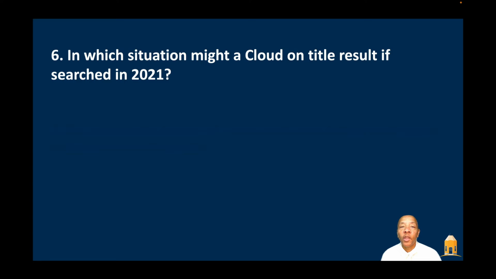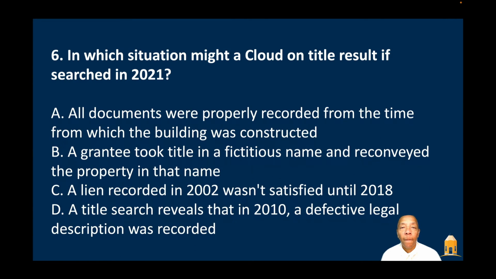Number 6, in which situation might a cloud on title result if it was searched in 2021? All documents were properly recorded from the time from which the building was constructed. A grantee took title in a fictitious name and reconveyed the title in that name. A lien recorded in 2002 wasn't satisfied till 2018. A title search reveals that in 2010, a defective legal description was recorded. I'm going to give you a second on that one.